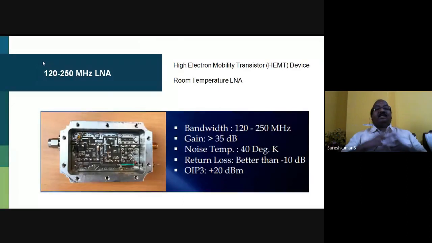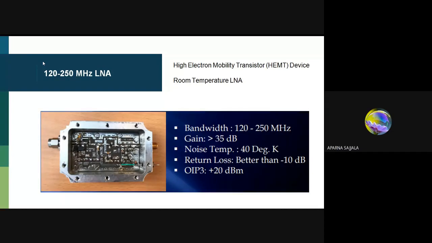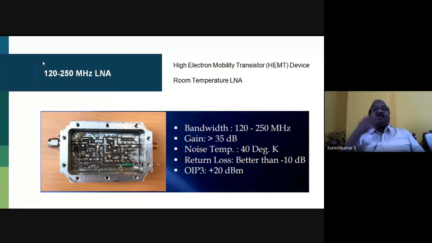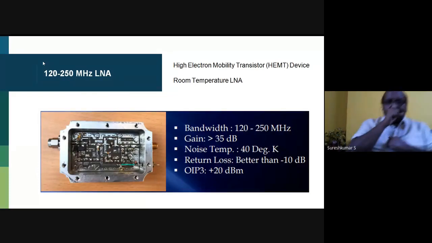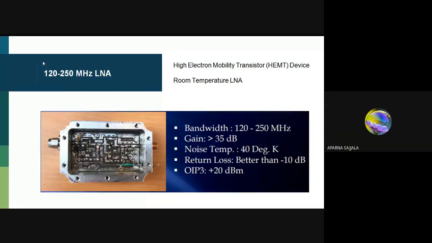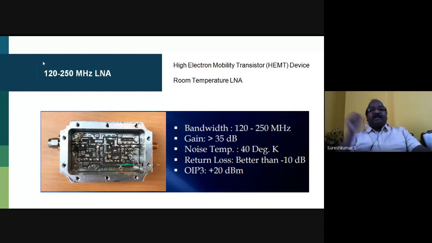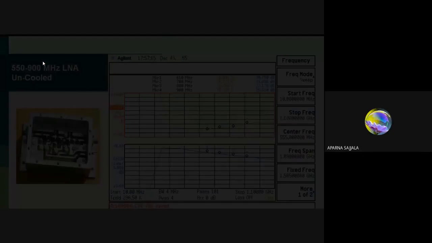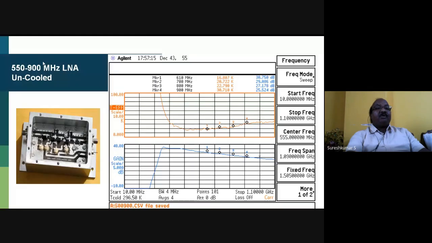Okay, so with that introduction to the LNA and the RF systems, I introduce you to some of the modules designed at GMRT by our engineering team. So this is a 120 to 250 megahertz LNA, which is built using a HEMT device. You can see that the gain is around 35 dB, noise temperature of 40 Kelvin, and return loss over the band is 10 dB, and OIP3 is plus 20 dBm. Same way, an LNA at 550 to 900.